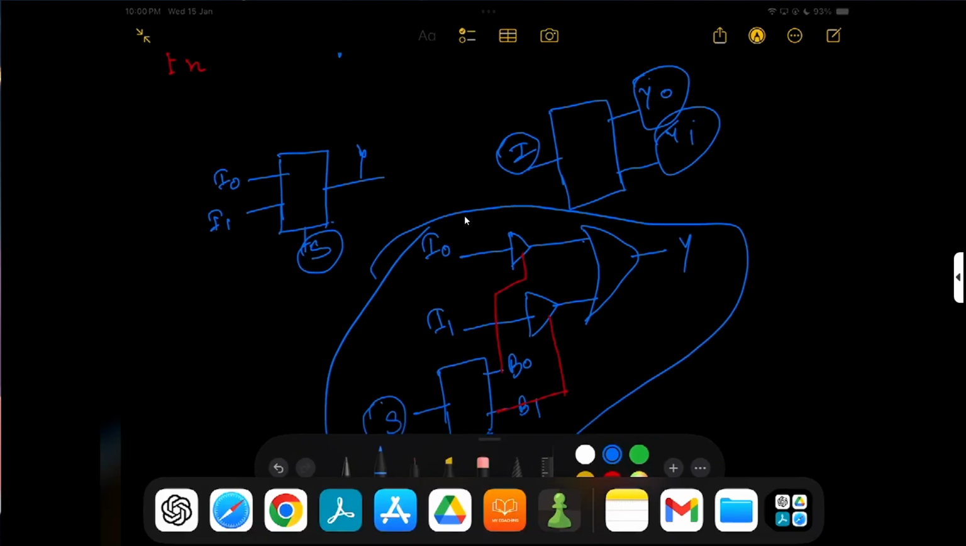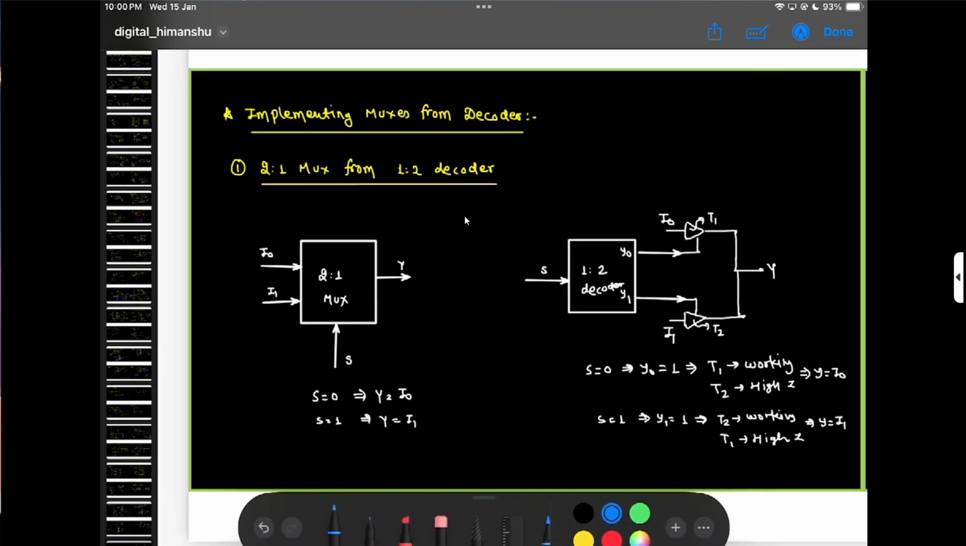Let's see the answer, whether it is correct or not. Okay, so this is your select line, and this is your 1 is to 2 decoder. Now you give the select outputs Y0 and Y1 to the buffers, with inputs I0 and I1, and this goes to the output. You can wire it directly, or put an OR gate, which is the common solution.